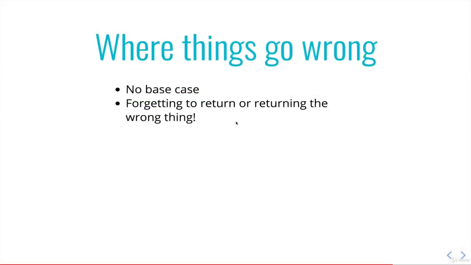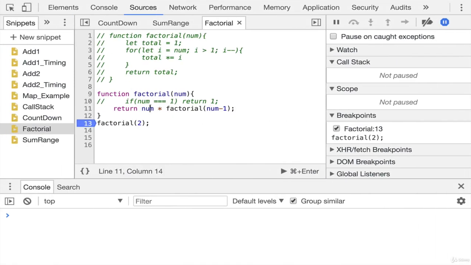Another thing that we could run into is returning the wrong thing or forgetting to return in the first place. So let's say we have the correct base case, so it should stop. But what if we were just returning num times factorial of num? And this is a simple example. It's easy to identify the problem, but sometimes your code is a lot longer, and sometimes it's harder to walk through each individual step if you don't take the time to pay attention to what you're actually returning.